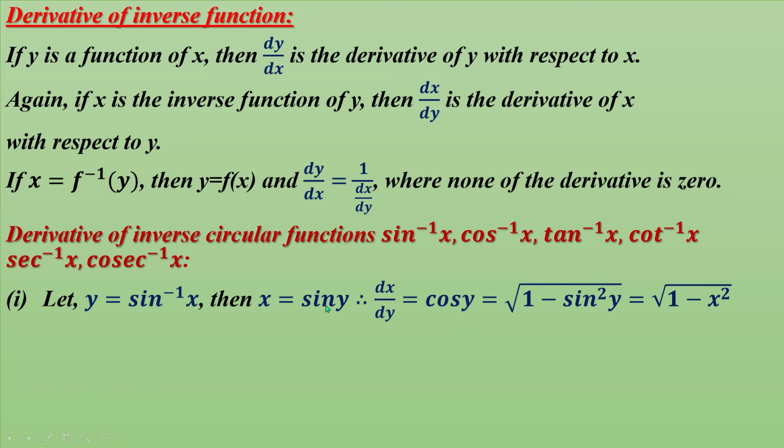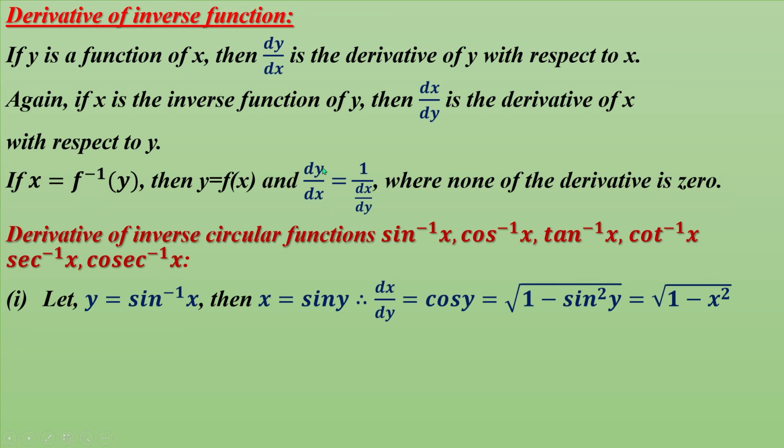We know the derivative of sin y is equal to cos y. After differentiating with respect to this angle, as here it is x and y, so with respect to y you have to differentiate this. Clear? And this is equal to, we can write, square root of 1 minus sin square y. We know this, and as sin y is equal to x, so sin square y means x square. Clear?